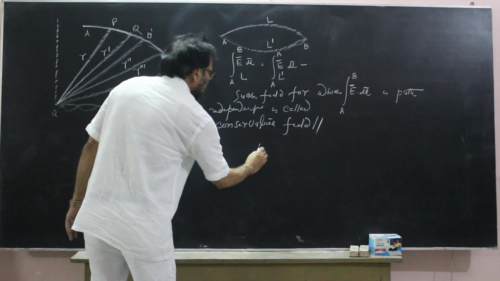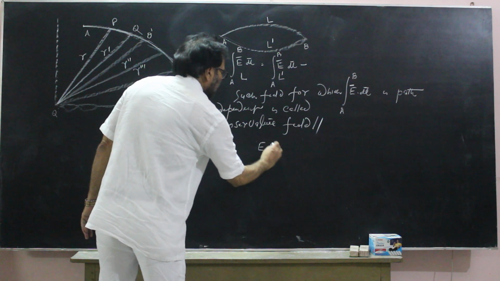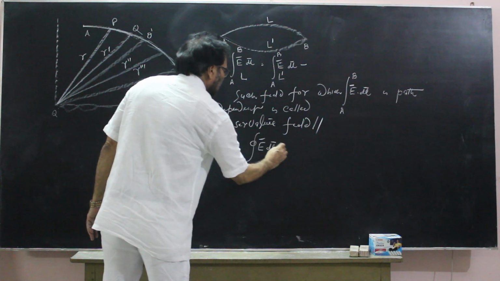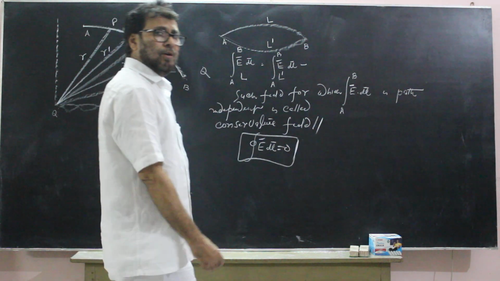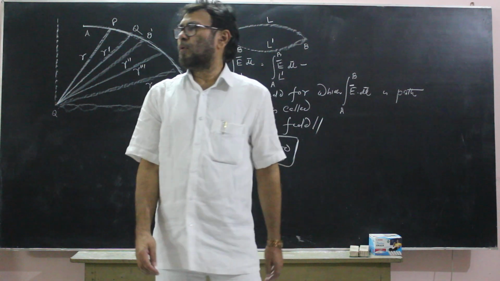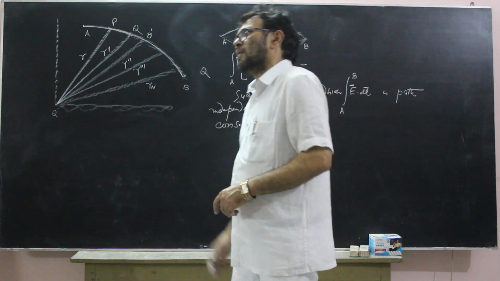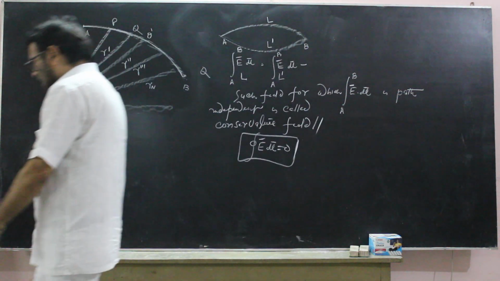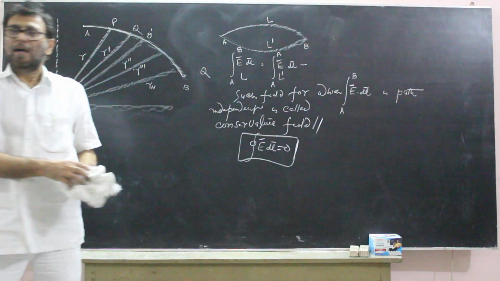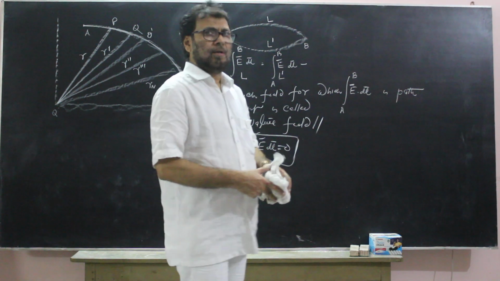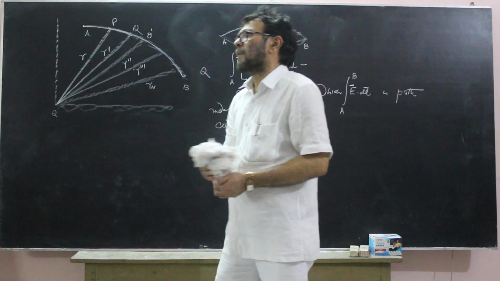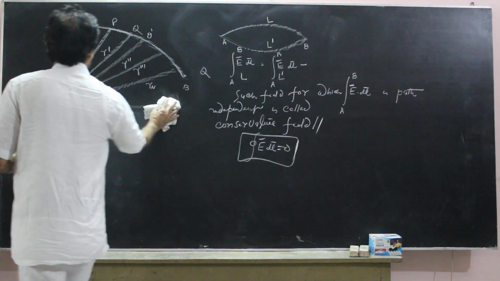And for conservative field, E dot dl for a cyclic process is 0. E dot dl for a cyclic process is 0, and E dot dl does not depend on path.